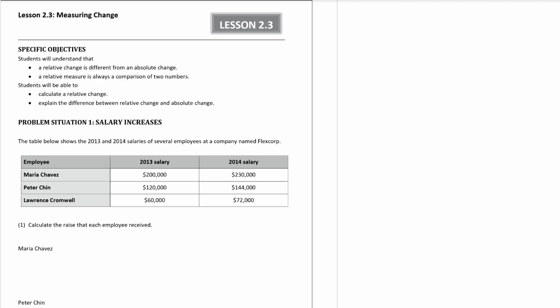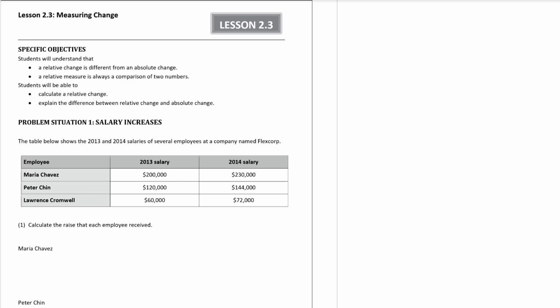Let's go ahead and read the specific objectives. In this lesson, students will understand that a relative change is different from absolute change. A relative measure is always a comparison of two numbers. Students will be able to calculate relative change and explain the difference between relative change and an absolute change.